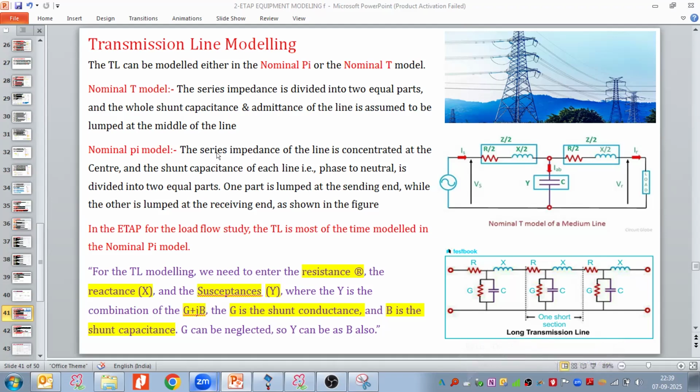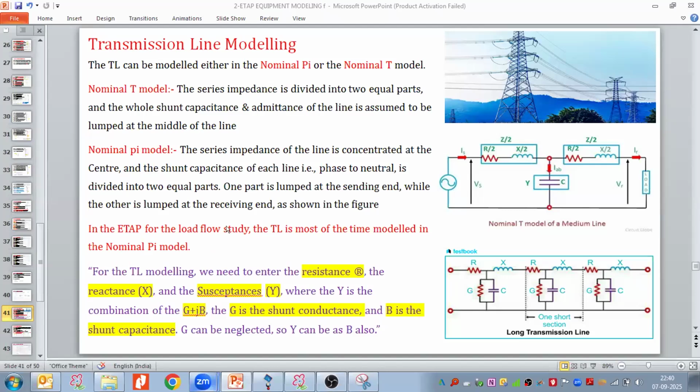Whereas for the pi model, the series impedance of the line is concentrated at the center, and the shunt capacitance of each line, meaning phase to neutral, is divided into two equal parts. One part is lumped at the sending end, while the other part is lumped at the receiving end, as shown in the figure. Lumped means we are taking one value jointly.